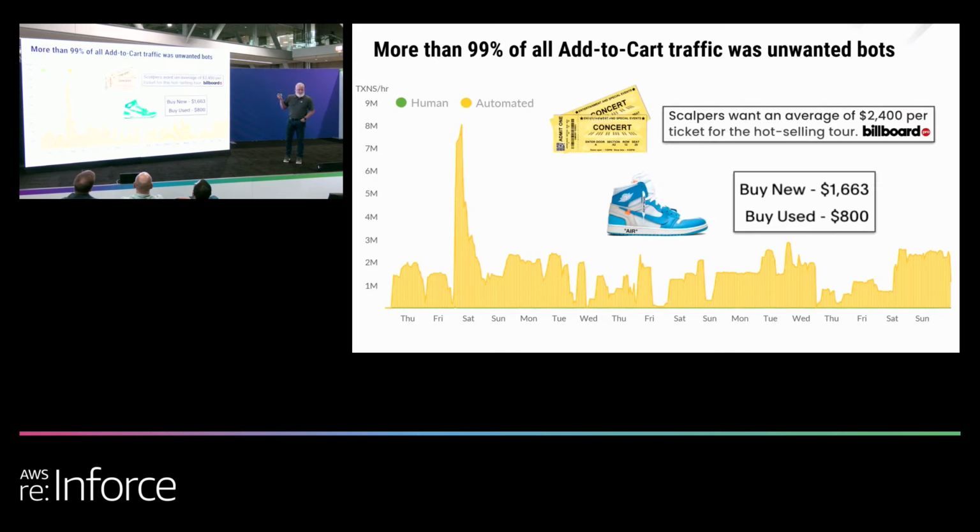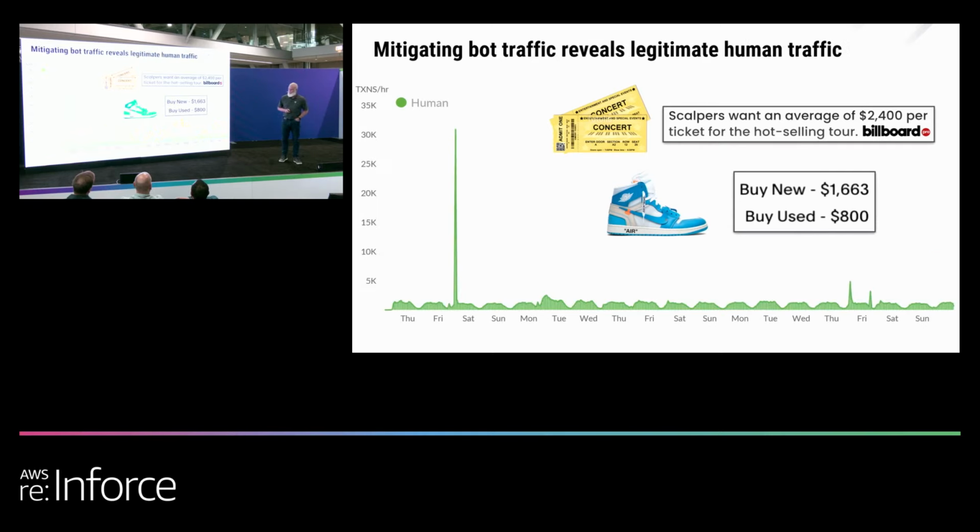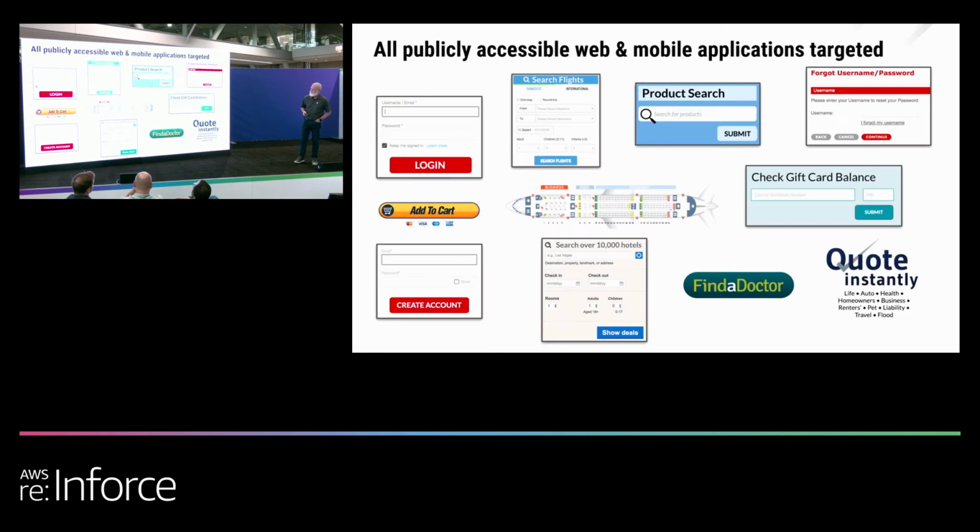Why? Limited time offer sales on add to cart. They really want those sneakers and they sell them on the secondary market for significant profit. We've done studies on some organizations, they're making millions of dollars by doing this. We have to take away all the automated traffic to see the day-night pattern of the human traffic and the occasional spikes for the loyal customers really trying to go after those products.